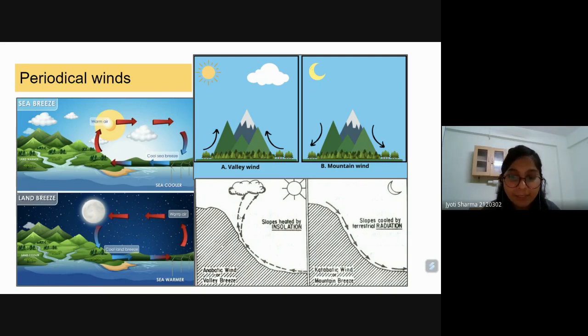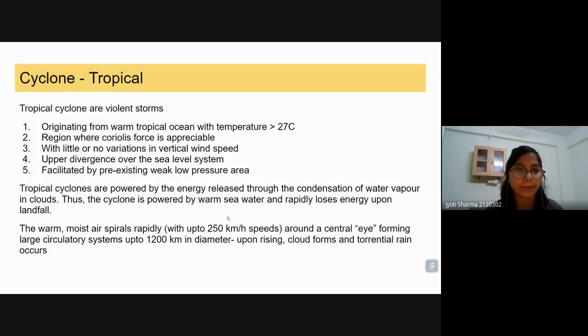The air rises adiabatically, without losing heat. And so this is the valley wind. And at night time, the wind will sink and come down the slope, so this will be the mountain range wind. The slope will be cooled by the terrestrial radiation, and here the slope is being heated by the insolation. So these are the periodical winds.